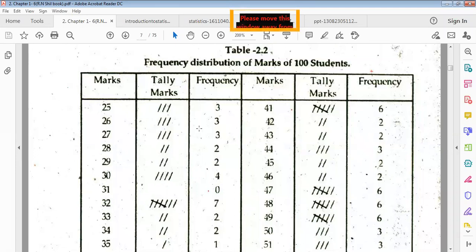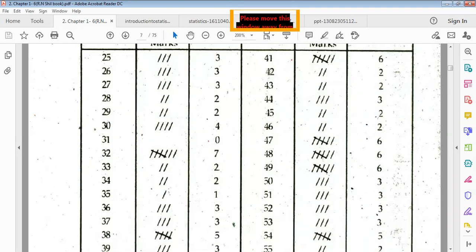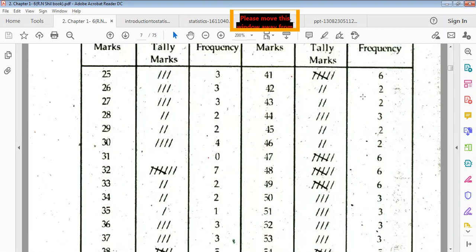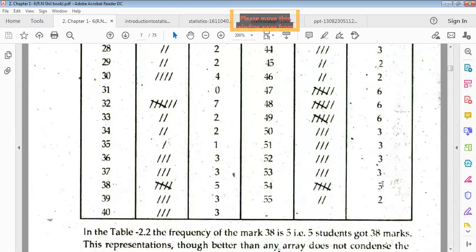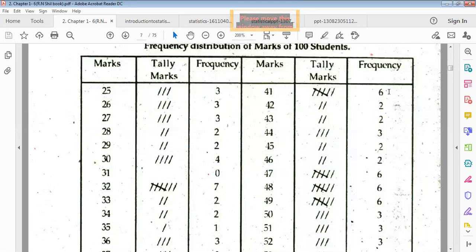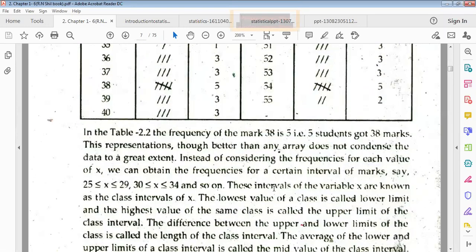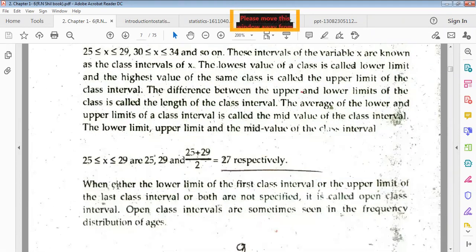And marks for 41, how many? Six students got 41. Two students got 42. Two students got 43. In this way, this is the total number of frequency. And X lies between what? 25 to 29, then 30 to 34, and so on. If we make these types of class intervals, this will actually be continuous.